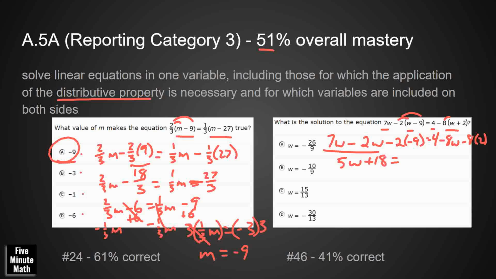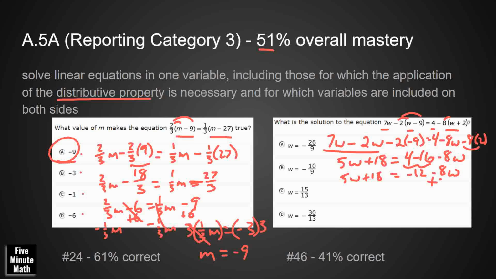Then I've got a 4, and I'm just going to go and do this. I've got a minus 8 times 2. That's going to be a -16 minus 8w. So really this is going to be a -12 minus 8w. All right, so now I've just got one term of each kind on each side.